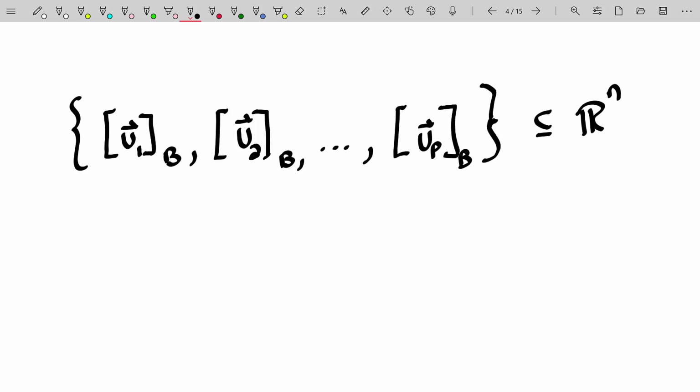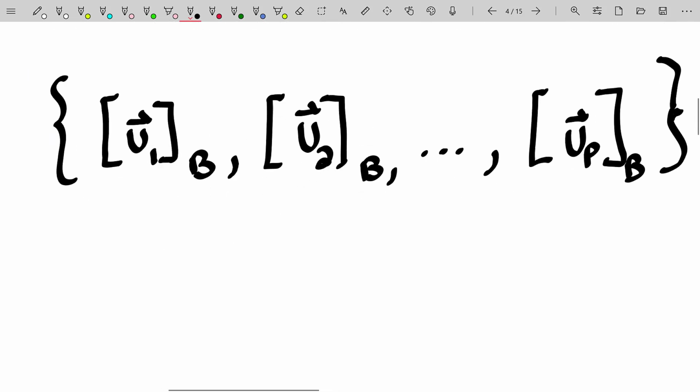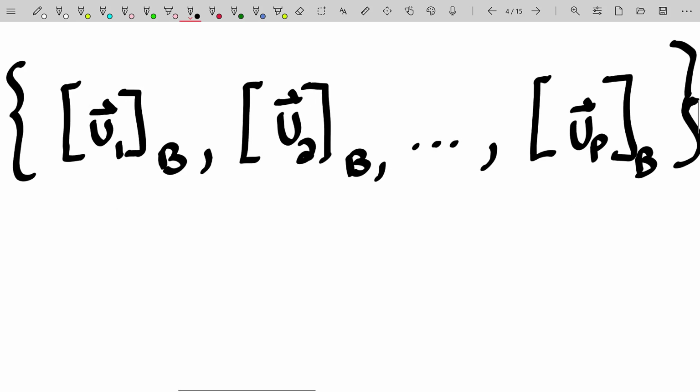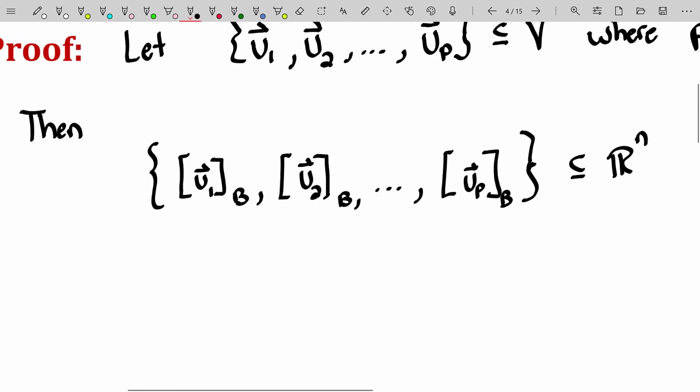Now think about how many vectors we have here in Rn. We have p vectors, and p is greater than n. We have a theorem from the past that says if a set contains more vectors than there are entries in each vector, then the set is linearly dependent.